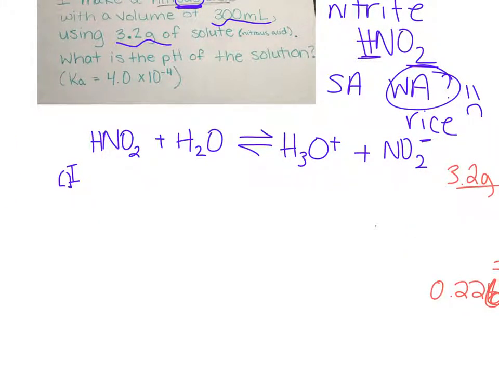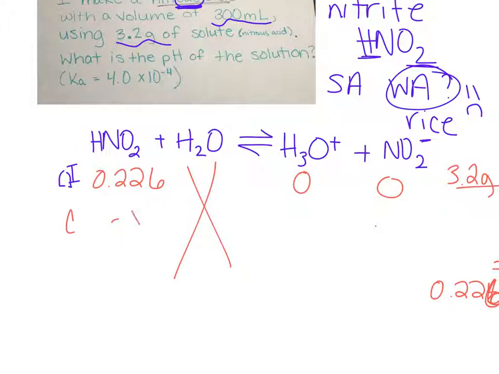Okay. So we're going to put 0.226. Do we ever include water? No. We put 0, 0 every single time. You guys have that guarantee, okay, from me. So the next one is, how is this going to change? Well, the change we're going to put with X's. So our reactants do what? Go minus. And our products always go plus, okay?